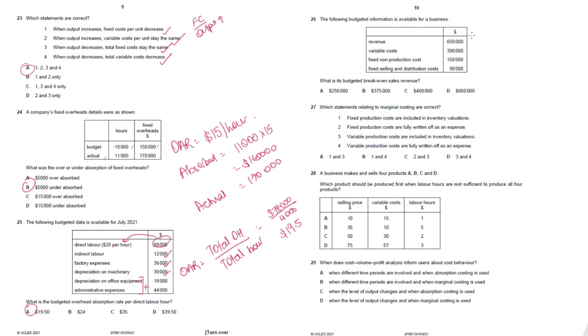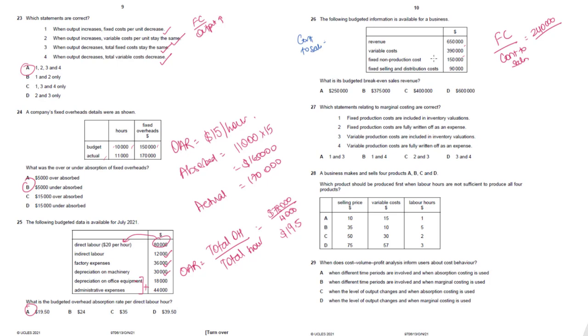26. The following budget information is available for a business: revenue, variable cost, fixed non-production cost, fixed selling and distribution cost. What is its budgeted break-even sales revenue? So we will have to calculate the break-even revenue, and the formula for that is the total fixed cost divided by contribution to sales ratio. Fixed cost would be 150 plus 90, 240,000. And what would be the contribution to sales ratio?